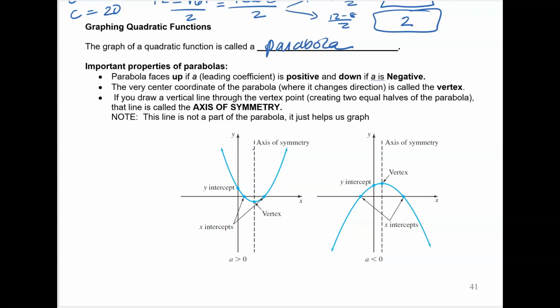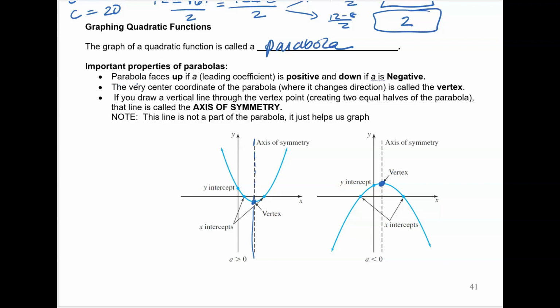The axis of symmetry is just this invisible line that divides it into two separate halves, because these halves are symmetric. Knowing that it's symmetric can actually help us graph quite a bit. We have what's called a vertex, which is the point either at the very bottom or the very top. So that's helpful.